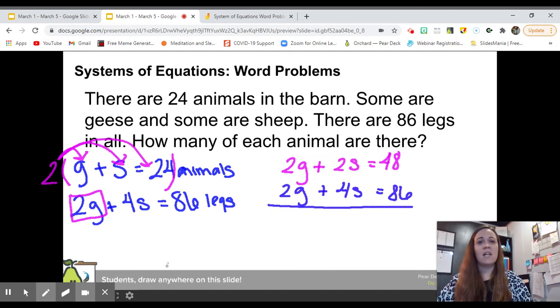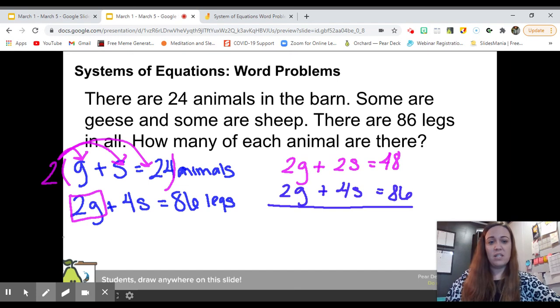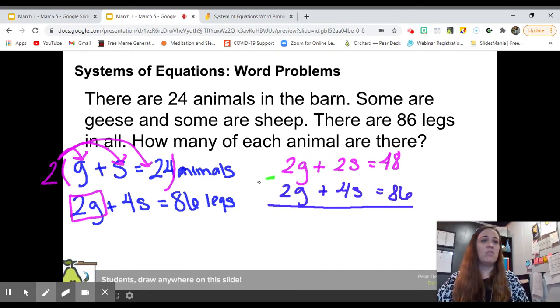Okay, now we need to decide, do I add or do I subtract? If you look at the G's, you see 2G and 2G. In order for it to be 0, we're going to need to subtract. So we have 2 minus 2, that cancels. 2 minus 4 is negative 2S. And then 48 minus 86 is equal to negative 38.